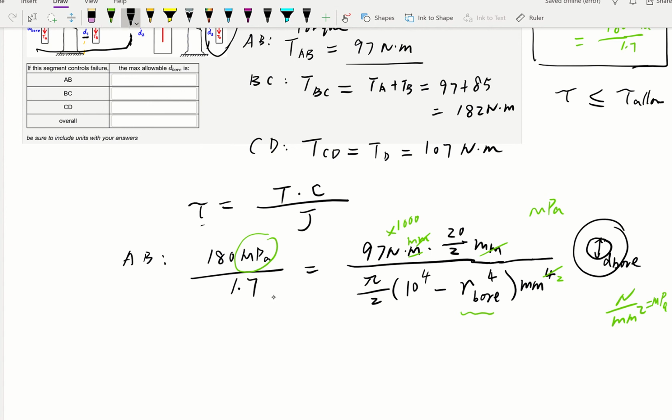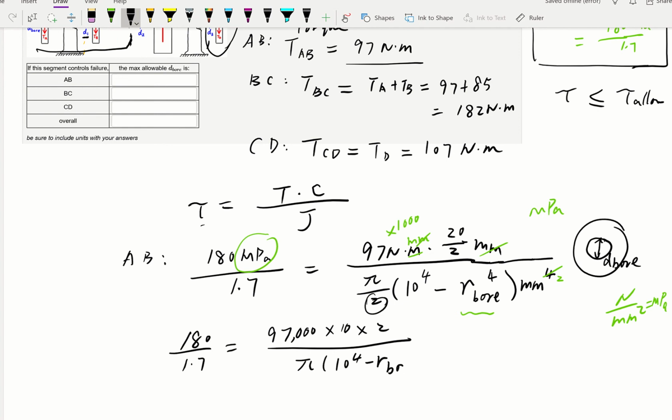If I were doing that, we'll have 180 over 1.7 equal to 97,000 times 10. Then flip this 2 up there, so it will be 2, then divided by pi, times 10 to the power 4 minus radius to the 4. So here I'm going to isolate this. We're going to solve that.